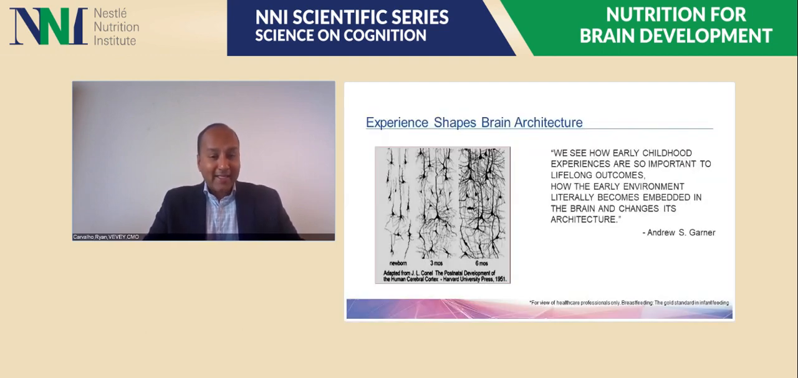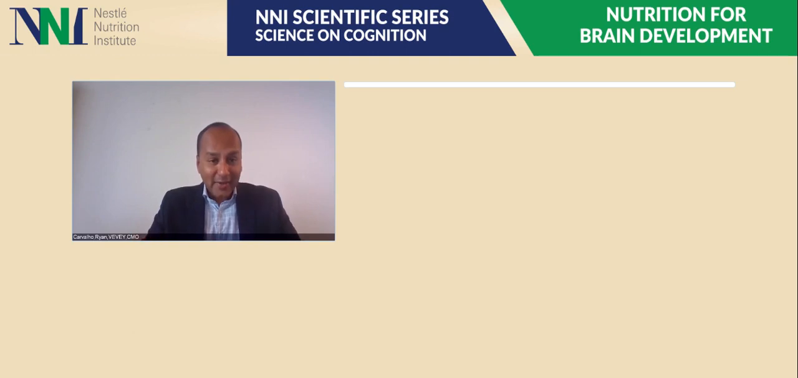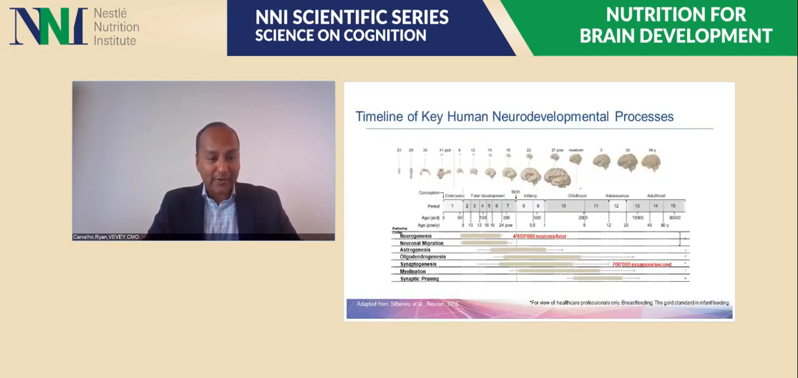As far back as the 1950s, we knew that as a child's brain grows, we see a more complex pattern of nerve formation in the brain. And Andrew Garner said, we see how early childhood experiences are so important to lifelong outcomes. How this early environment becomes embedded in the brain and changes its architecture was a fascination way back almost 70 years ago. Today, we understand this a lot better.